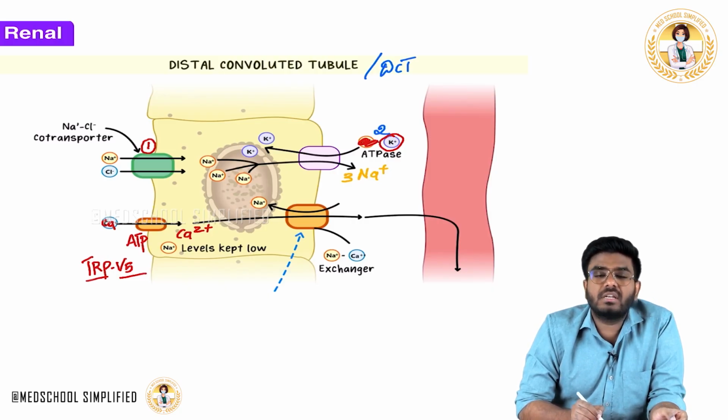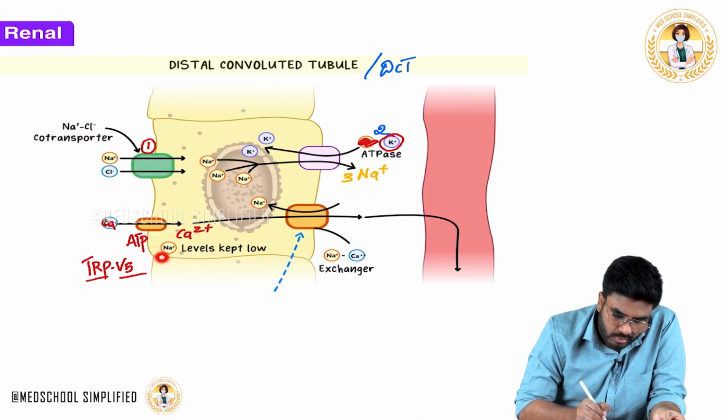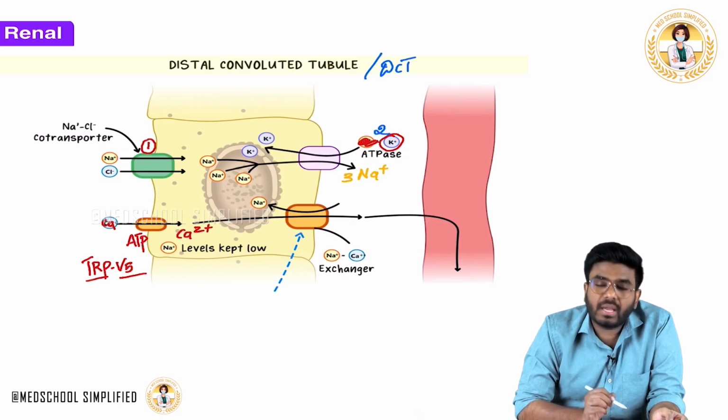So what happened to intracellular sodium concentration? Intracellular sodium concentration decreases. So that's why now sodium will enter into the cell, from this high concentration to low concentration. Inside the cell, the sodium concentration is kept low. So that's why the sodium is coming into the cell.